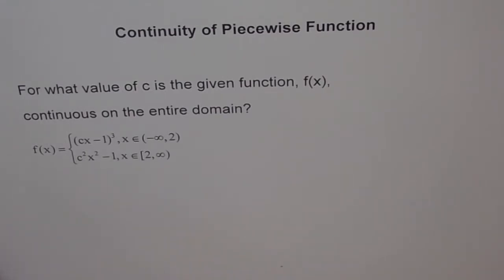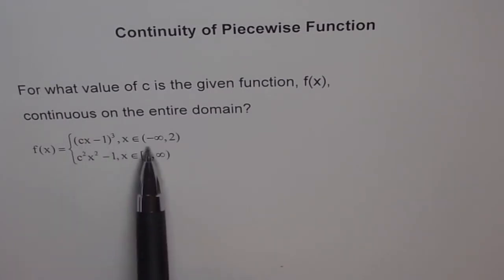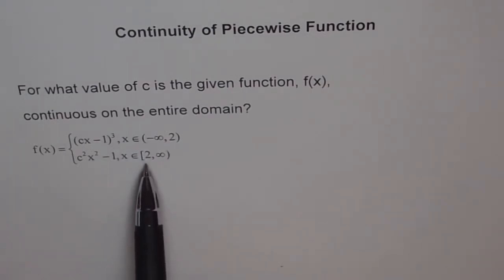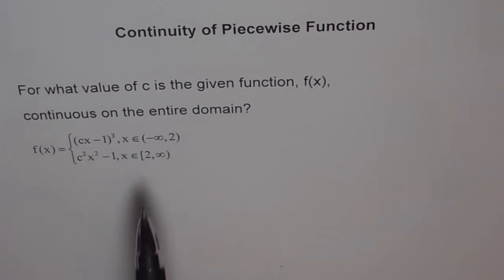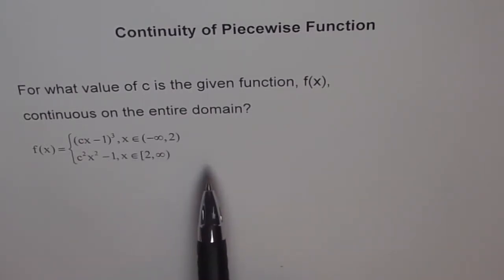So that's the function. Now individually, this is a cubic function, and this has to be continuous in its entire domain, which is from minus infinity to 2. So that part is continuous. And after 2 also the function is continuous because it is a square function, another polynomial, correct? Polynomials are smooth, continuous curves. Now, the entire domain is from minus infinity to plus infinity, right?